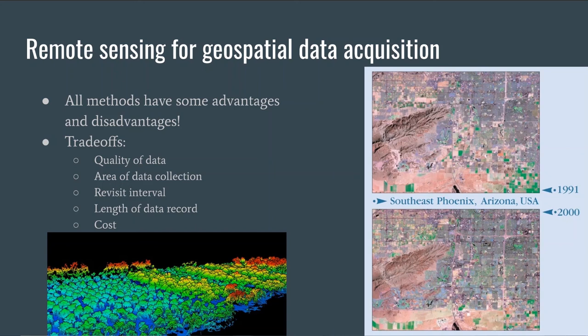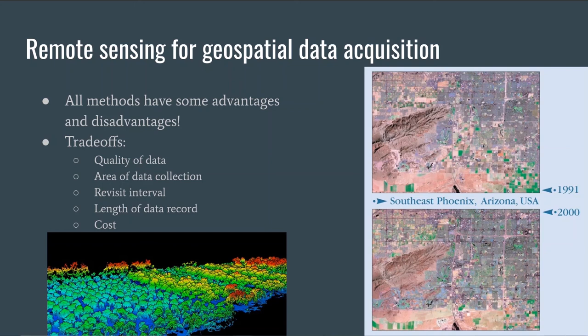I've said the word quality a lot. There's other more technical terms we'll learn for quality. Clearly a drone flying 10 meters or 20 meters away from something can get more detailed information about that small area than a satellite. But the total amount or area that can be collected could also be important.